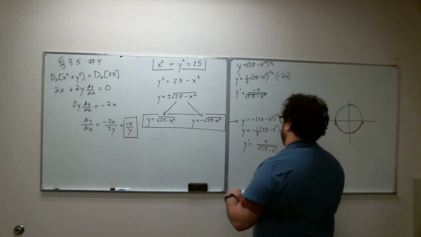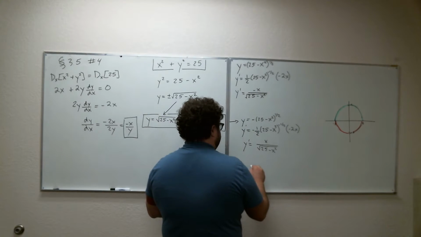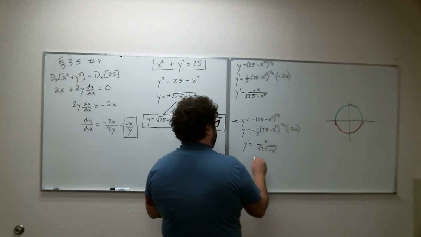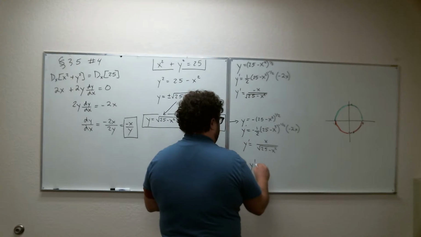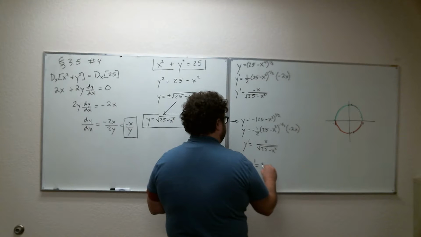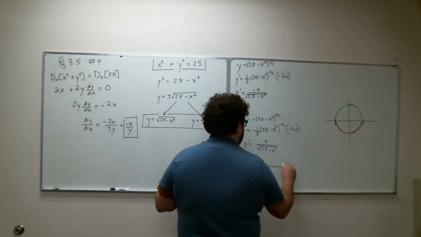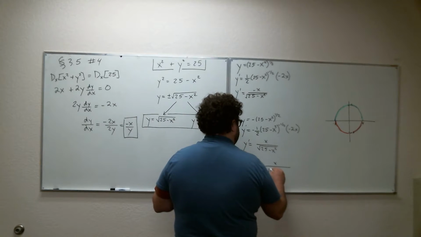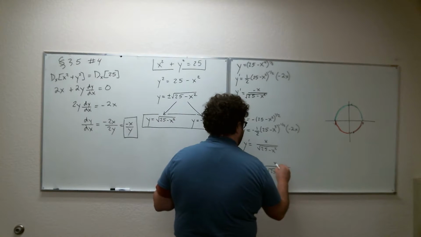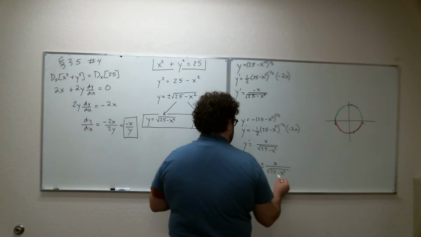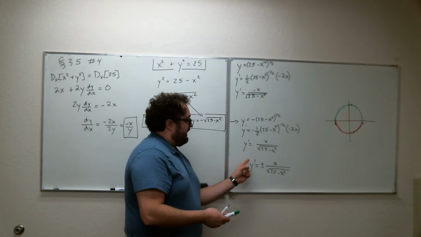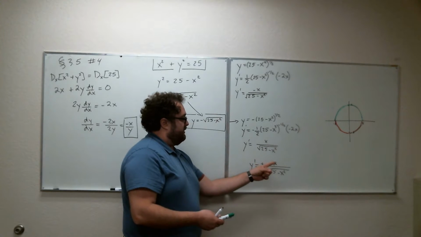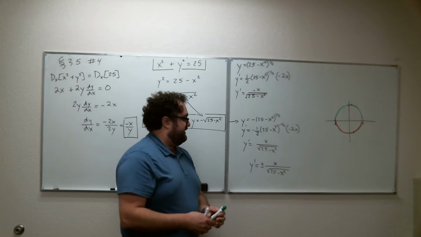We could write this in a more condensed form. We could say that in general, the derivative, we'll call it y prime, is equal to plus or minus x over the square root of 25 minus x squared. Y prime equals x divided by the square root of 25 minus x squared.